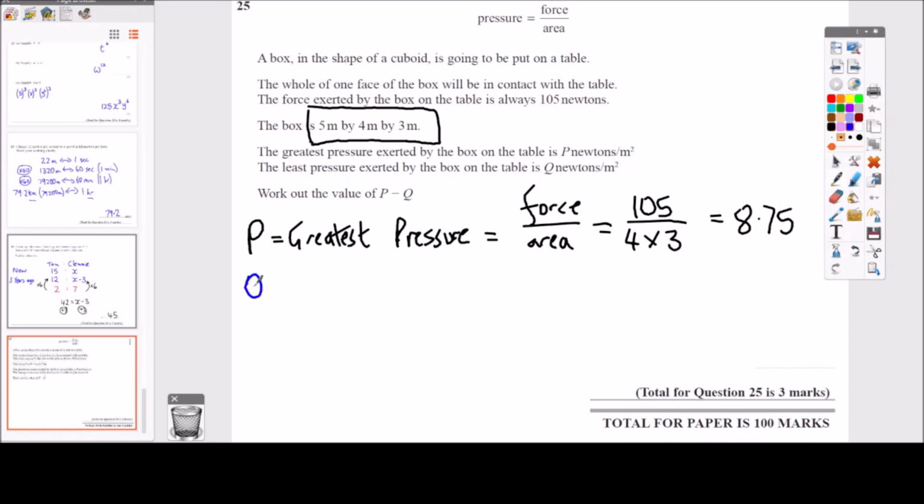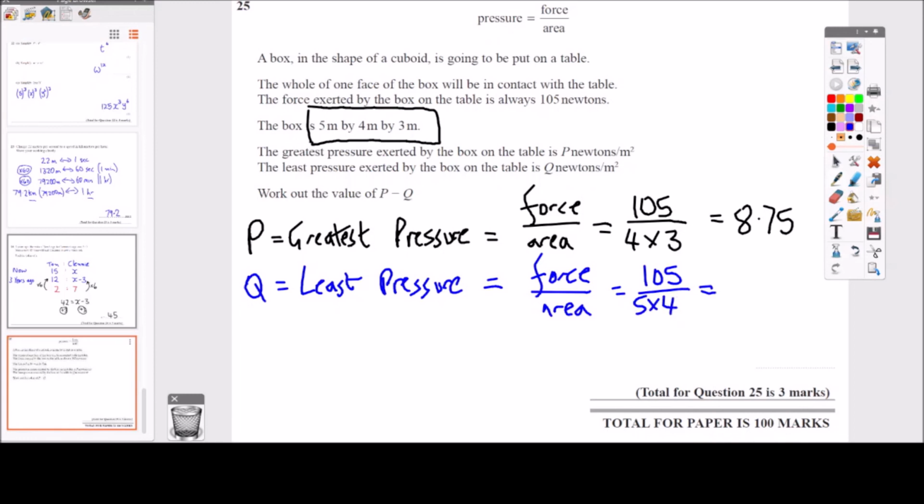Now, Q is the least pressure. Okay, pressure is still force over area. The force is still 105. But to make Q as small as possible, we want the area to be as big as possible. Now the biggest area is when we've got 5 and 4 touching the table. So 20. So we want to do 105 divided by 20, which is 5.25.